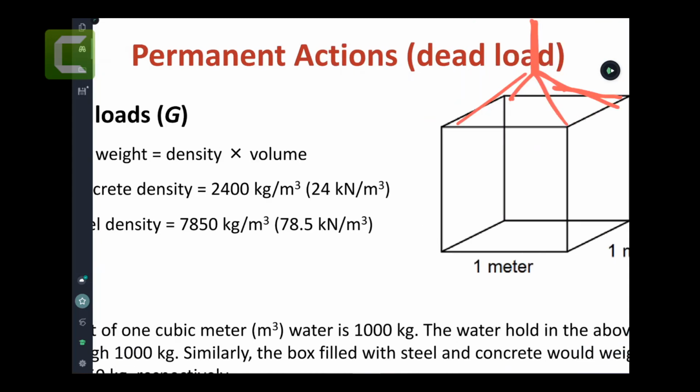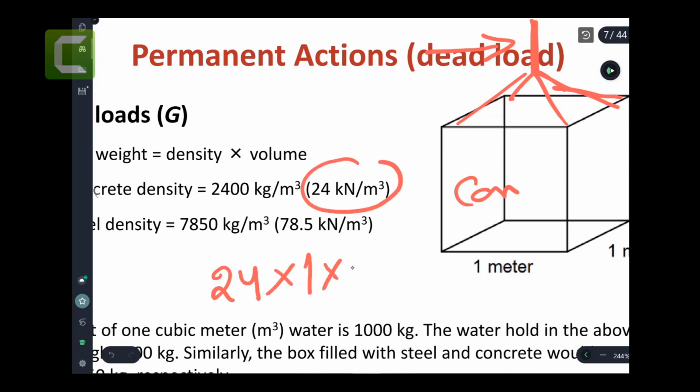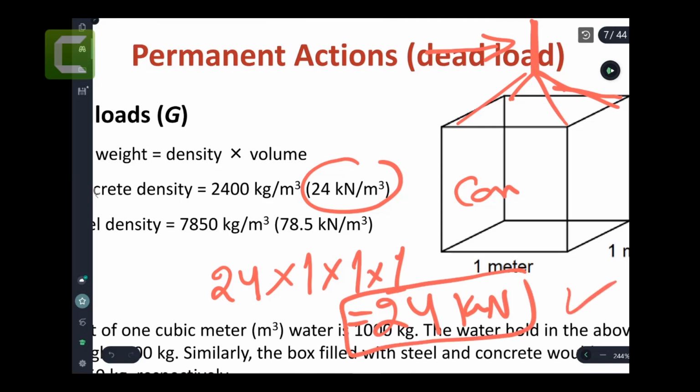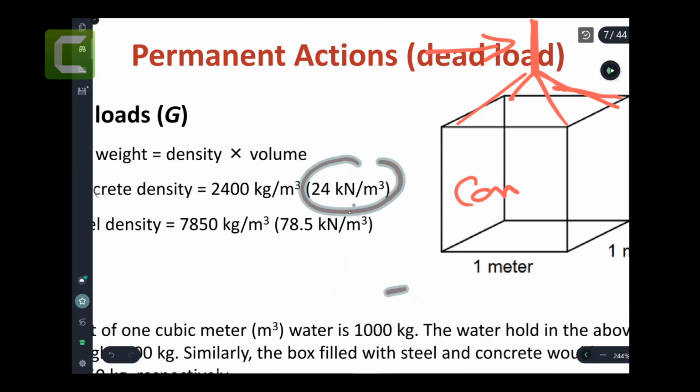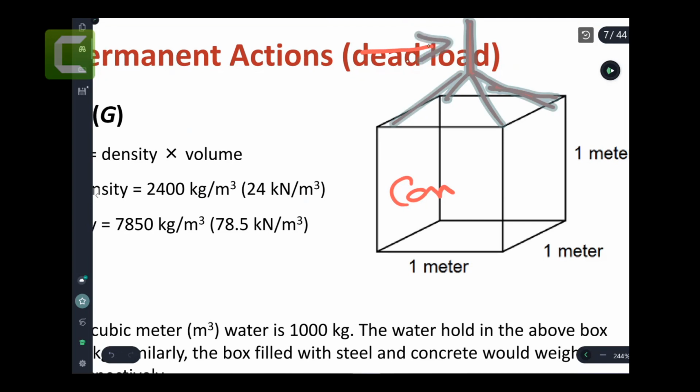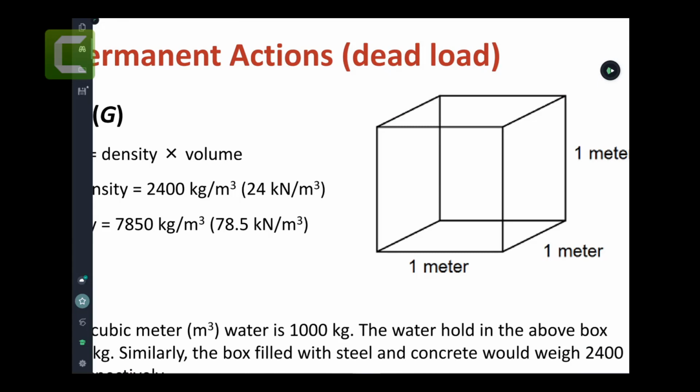Now all of you are going to say, yeah, that's making sense. It's clear. So let's say this was concrete. The weight that we need to answer the driver with is going to be the 24 kilonewton per meter cube multiplied by 1 by 1 by 1, and that will give you 24 kilonewtons. Done? Easy.